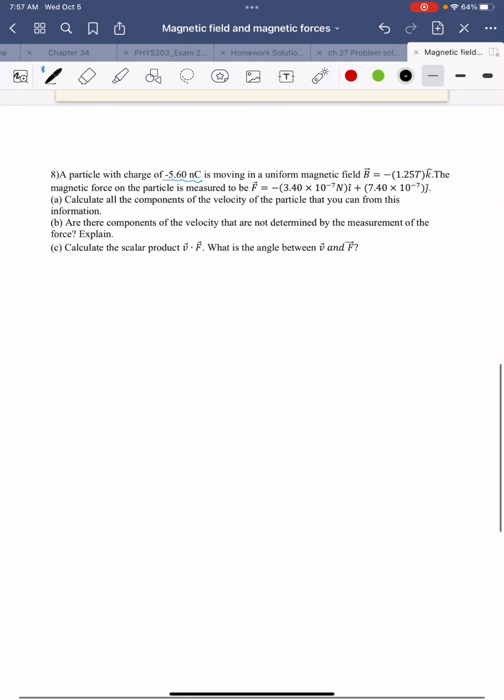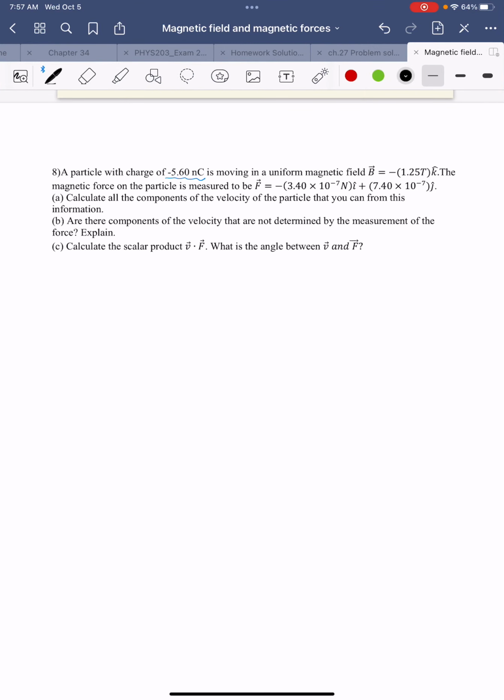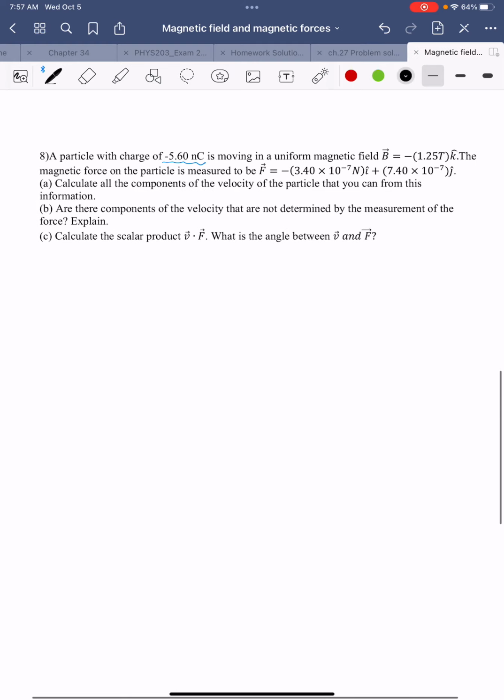All right, this is an application for the magnetic forces. Here we have a particle with charge Q equal to negative 5.60 nanocoulombs, moving in a uniform magnetic field, and the magnetic field is described by 1.25 Tesla. It's along the positive z-axis.